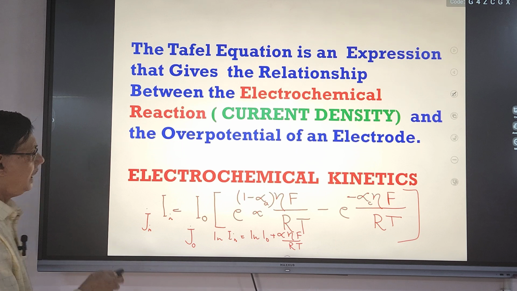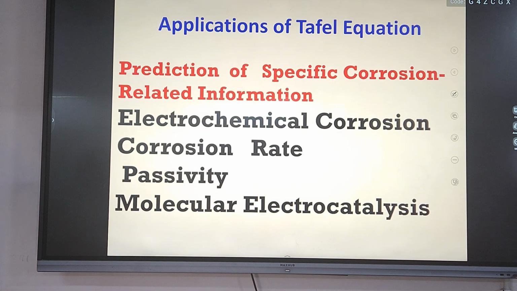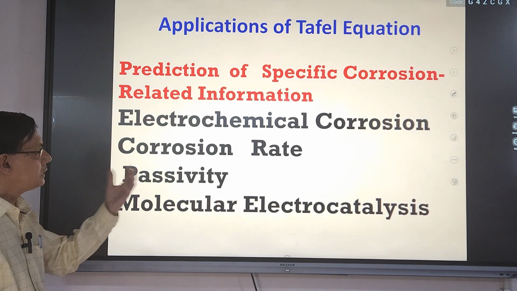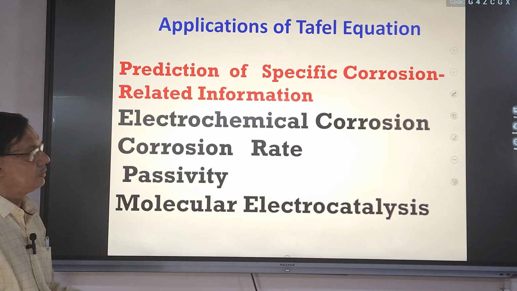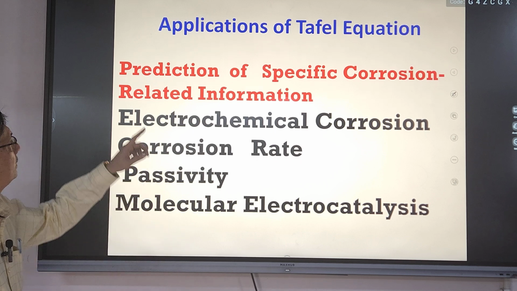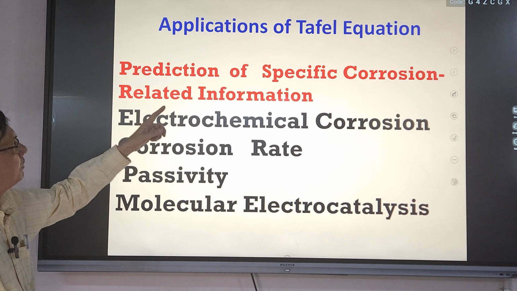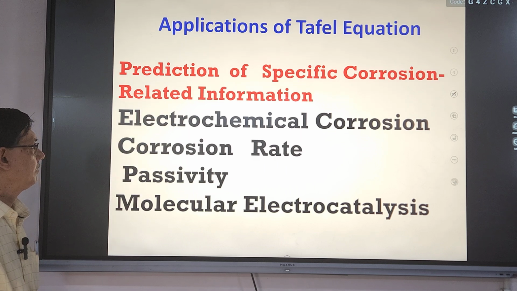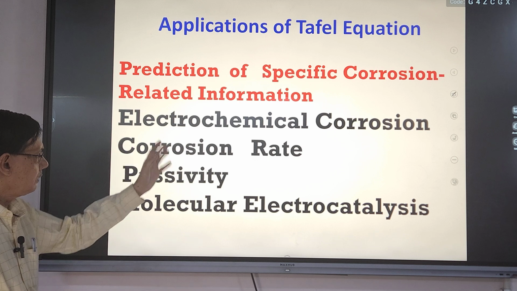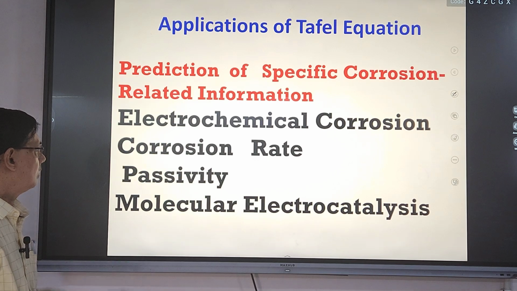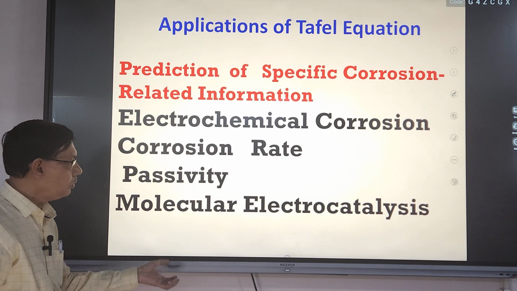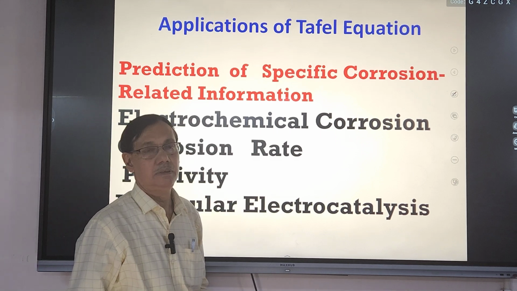Anyway, I am coming to the other part also. Now, as I told you just 2 minutes ago, we study the Tafel equation or Butler-Volmer equation because of the prediction of specific corrosion related information. That is one of the applications. Then of course electrochemical corrosion, corrosion rate, passivity, and molecular electrocatalysis.